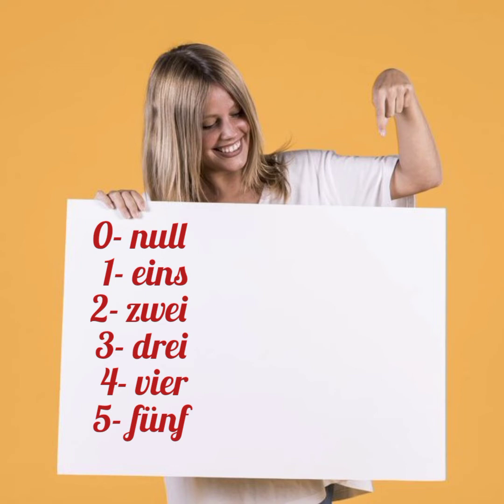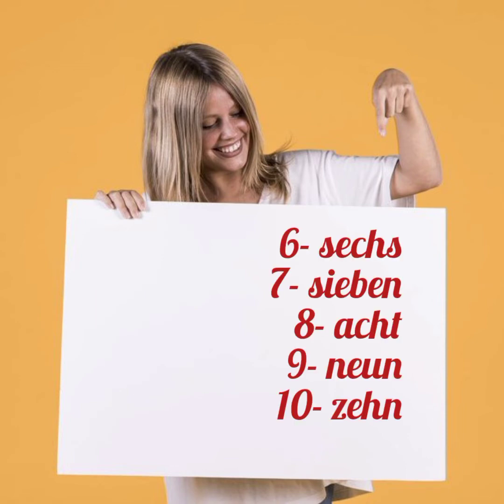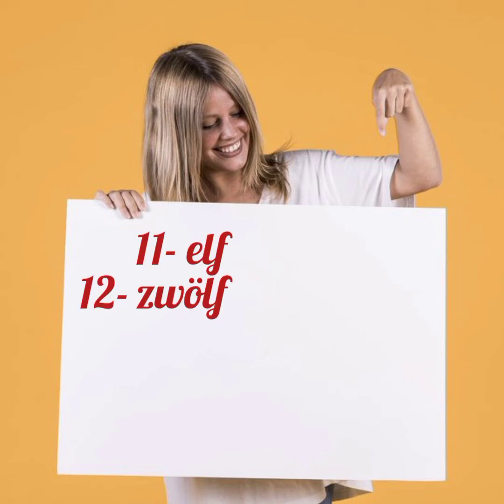5 is fünf. Then you have 6, which is sechs. Then I have 7, which is sieben. Acht. Then I have 9, which is neun. Then 10 is zehn. 11 is elf. Then 12 is zwölf.